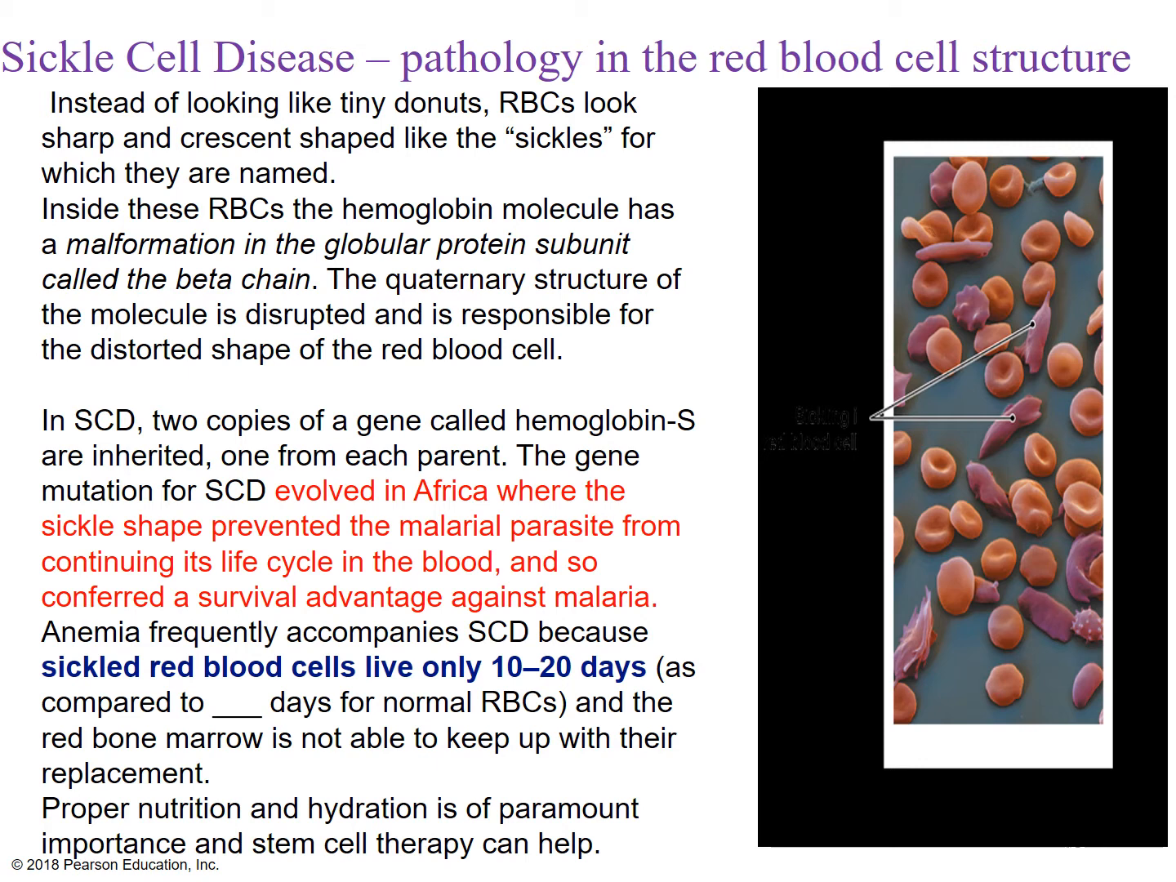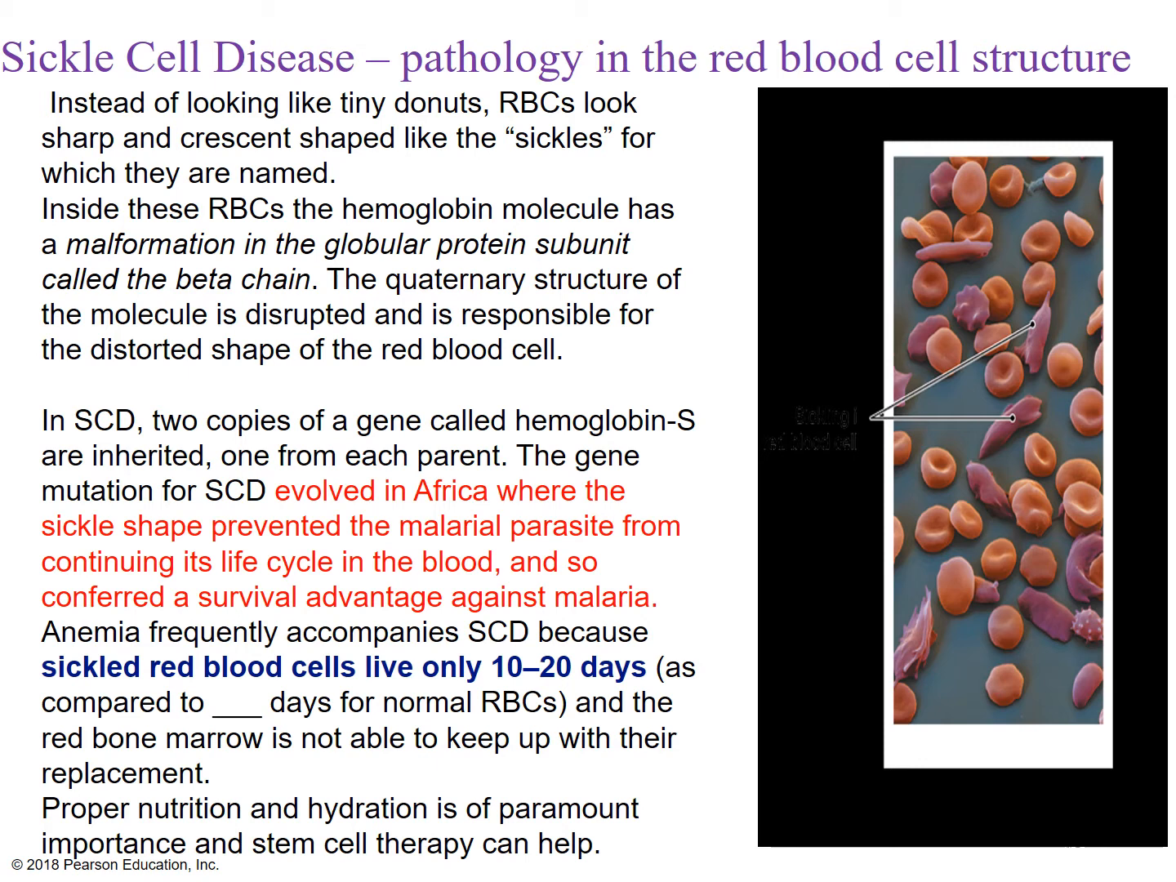So remember, 120 days for normal red blood cells, 10 to 20 days for sickled red blood cells is going to be problematic for a number of different reasons, but the bone marrow is not going to be able to keep up with their replacement. So even though we get new cells every single day, the fact that these are declining at a much more rapid rate is going to be problematic for that person.